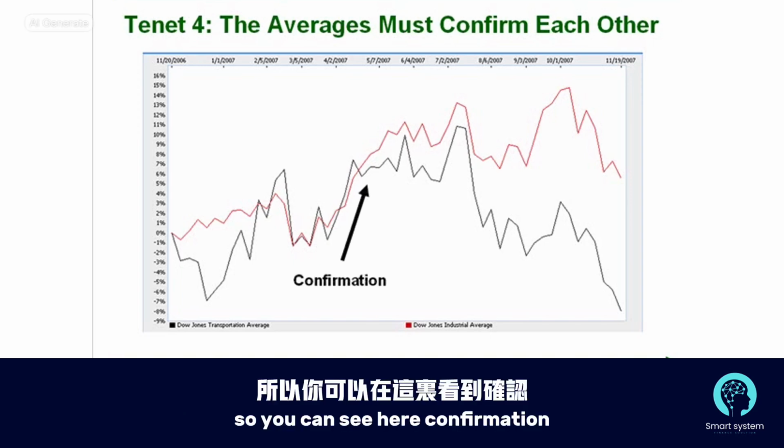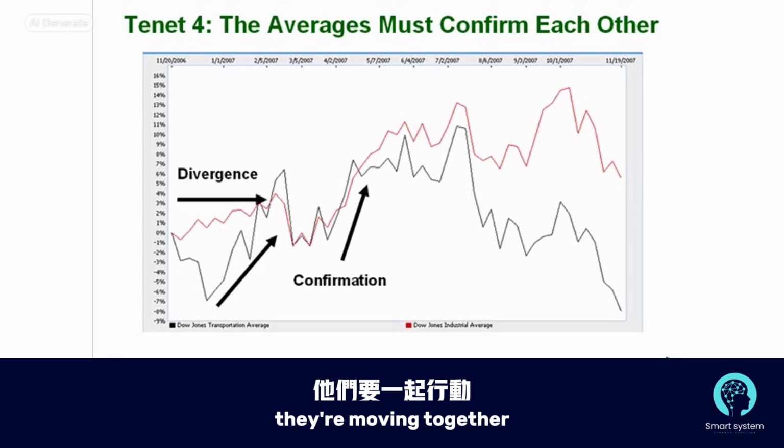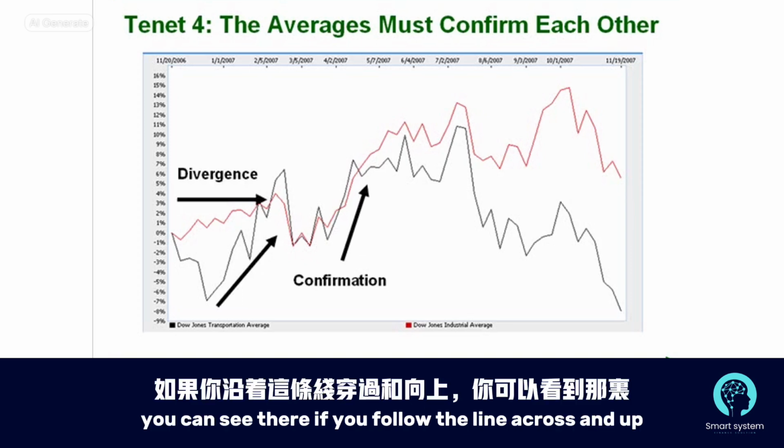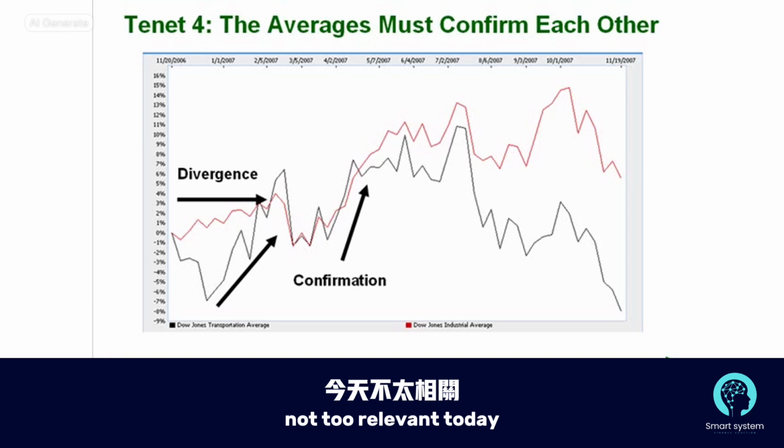So you can see here confirmation. If you follow the line up, they're moving together. You can see there, if you follow the line across and up, that they're diverging there. So again, not too relevant today.